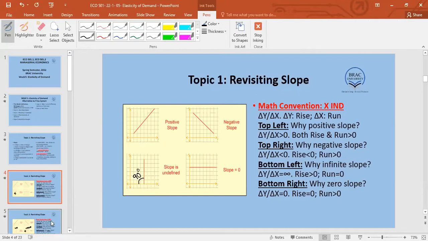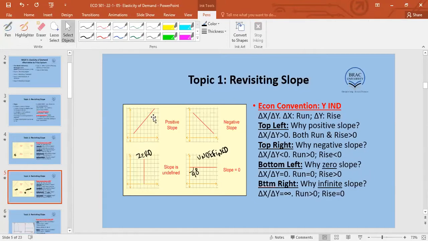Now in the economics convention, these two are fine. Whatever conclusions we drew with mathematics convention, the positive and the negative slope will give the same results. But in this case, this is 0. Why? This is creating a 0 degree with the reference axis y. So that's why the slope, in the economics convention, becomes 0. This one becomes undefined because it's creating a 90 degree with the reference axis, which is y.